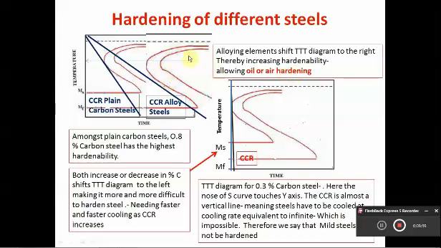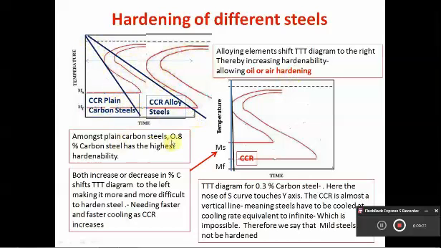So this figure indicates the hardening of an alloy steel. You can observe here the critical cooling rate is very low compared to a plain carbon steel. In case of a plain carbon steel, the critical cooling rate is here. Critical cooling rate means the rate of cooling which will suppress the pearlite transformation.